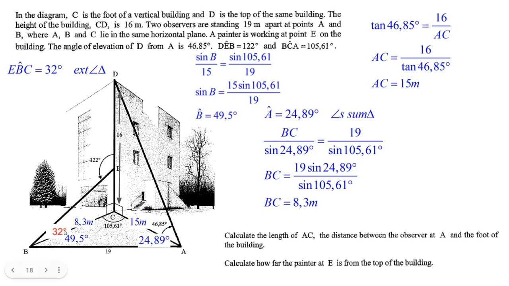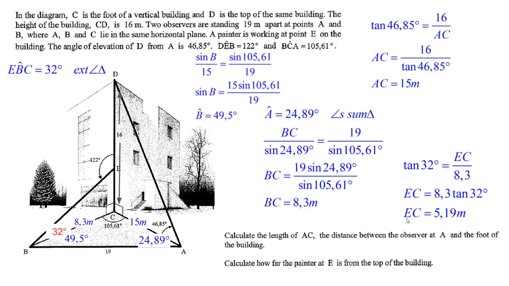And then, if we know that's 32 and we've got the adjacent side, we can just use SOHCAHTOA. EC over 8.3 has to be the tangent of 32. So that means that EC is 5.19 meters. Now the question is how far from the painter at E to the top of the building? I don't know if I finished it, but I've got to go 16 minus 5.19. The final answer's got to be 10.81.